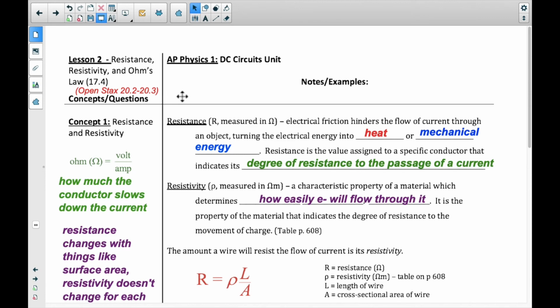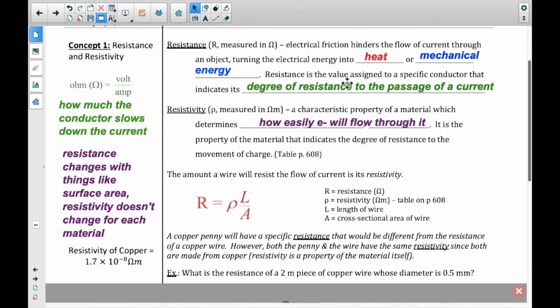Okay, let's talk a little bit about resistance and resistivity. Those two words sound very similar, and they are very similar. Resistance is measured in ohms. So that's another thing, the omega is used for the ohms. That is a capital omega. We've used lowercase omegas before. And ohms is volts over amps, but we'll get to that. I just want to show you that the ohm is an omega.